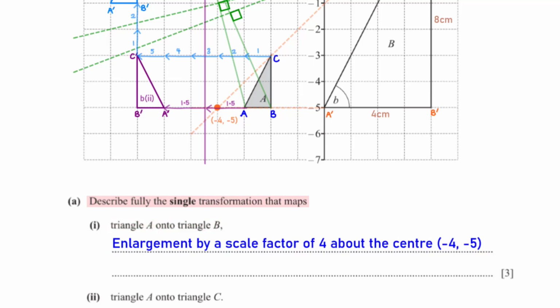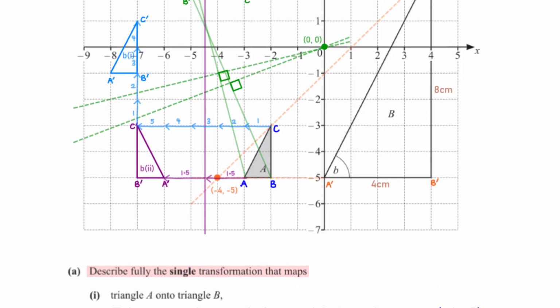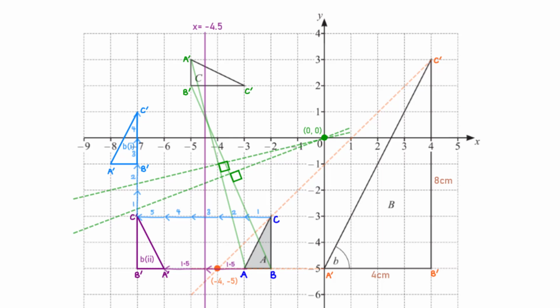Describe fully the single transformation that maps triangle A onto triangle C. When we look at triangles A and C, we can tell straight away that this is a rotation 90 degrees in the clockwise direction. So now we need to identify the center of rotation. For a 90-degree rotation, the way to determine the center of rotation is this. We draw a line to connect at least two corresponding points on both triangles A and C. Then we need to draw the perpendicular bisectors of these lines. The intersection point of the bisectors is the center of rotation.